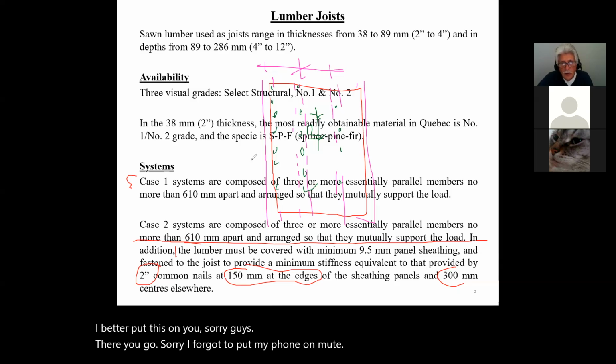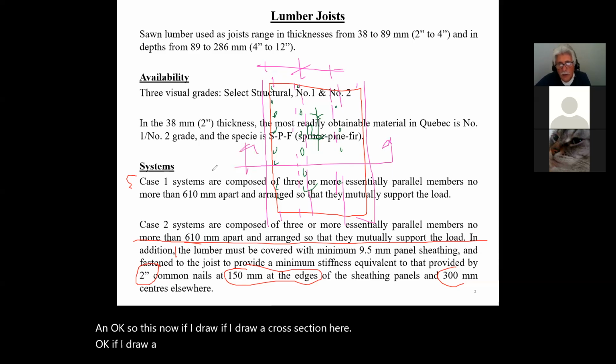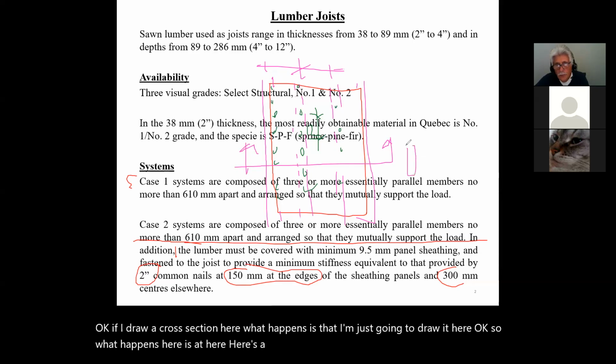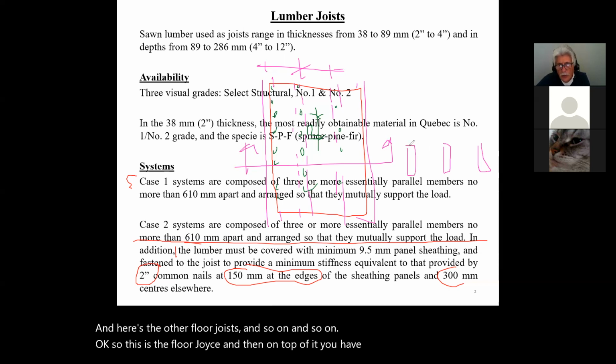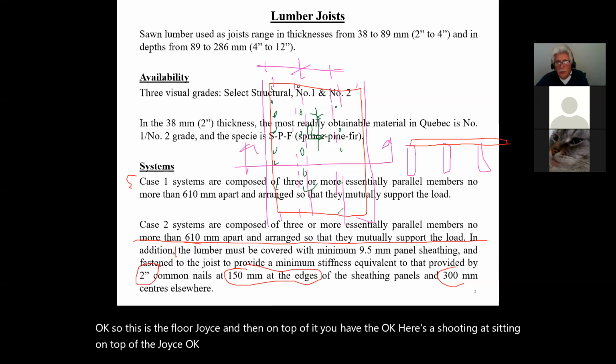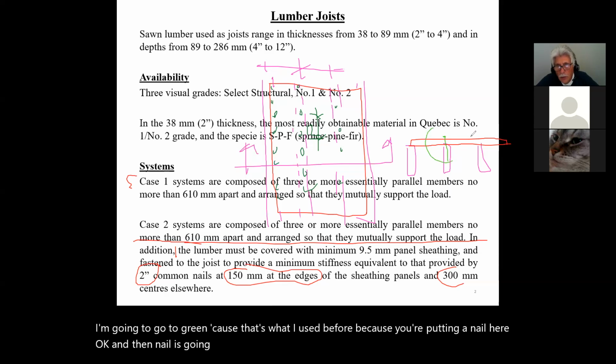And okay, so now if I draw a cross section here, what happens is that, here's the floor joist, and here's the other floor joist, and so on and so on, okay? So this is the floor joist, and then on top of it, you have the sheeting here. Here's a sheeting that's sitting on top of the joist, okay? Because you're putting a nail here, okay? And the nail is going to connect the plywood to the wood.